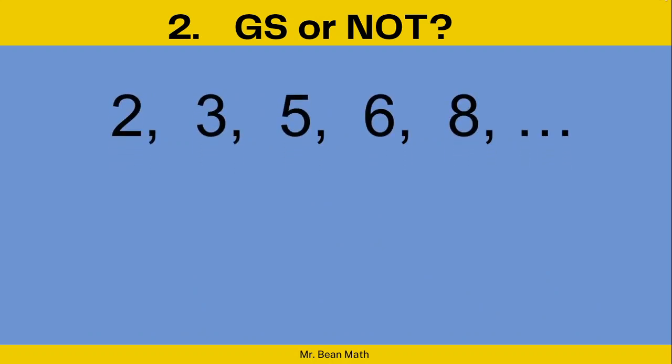For number 2, we have 2, 3, 5, 6, 8, and so on. Now, let's figure out if they have a common ratio by dividing the second term by the first term. 3 divided by 2 is equal to 1.5. 5 divided by 3 is equal to 1.6. 6 divided by 5 is equal to 1.2. And 8 divided by 6 is equal to 1.3. So as a result, the sequence has different ratios. So therefore, the answer is not GS.